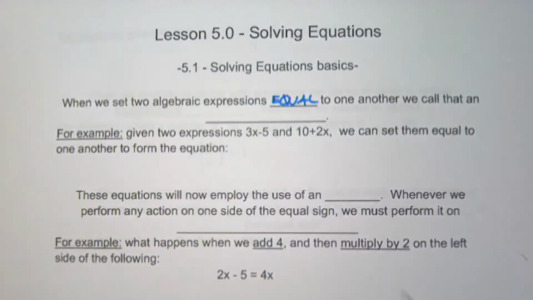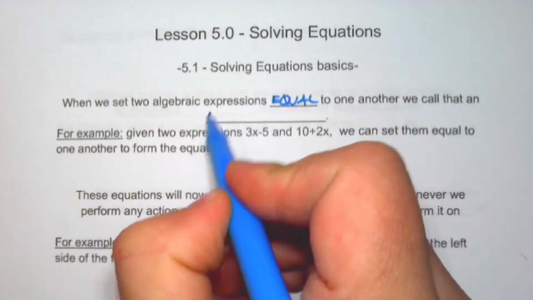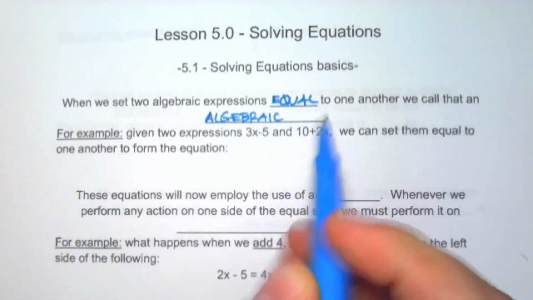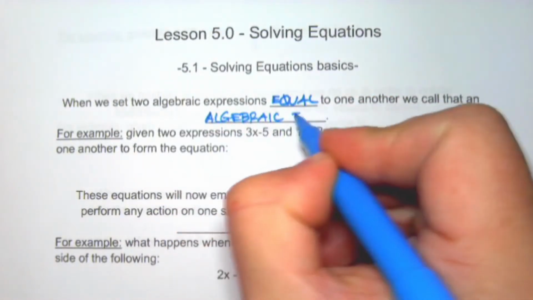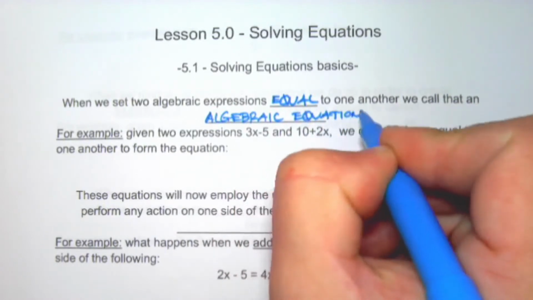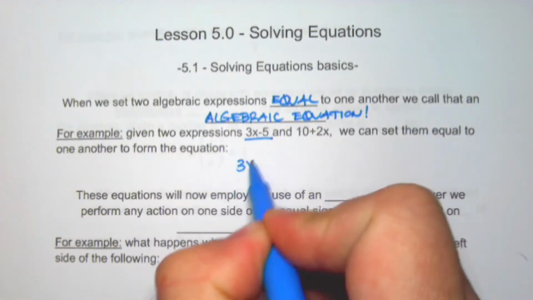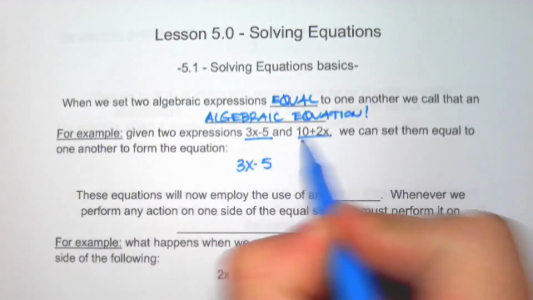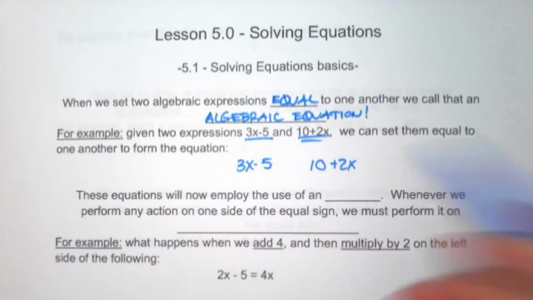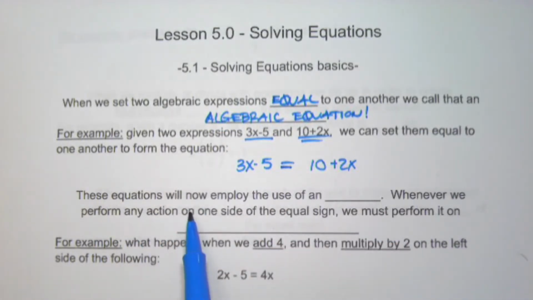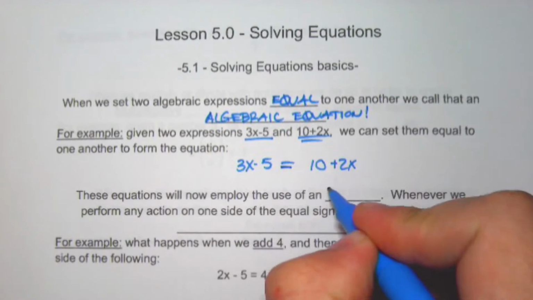And when we do that, we call that, well, spoiler, right? We call that an algebraic equation, and not an algebraic expression. So for example, given two expressions, one of our expressions right there, 3x minus 5, another expression right here, 10 plus 2x, when we set these two equal to one another, we now have an equation. So when we do this, we're going to be employing the use of that equal sign in the middle.